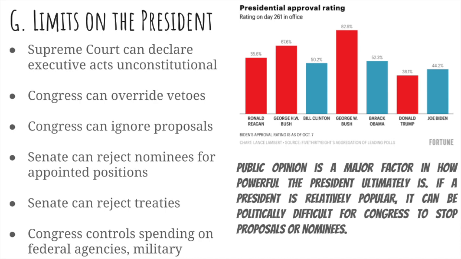The Senate can reject treaties, but that doesn't happen very often. Treaties don't happen very often, actually, so if one is being negotiated, it's probably likely that there's support behind it. And Congress controls spending on federal agencies and the military. The commander-in-chief can send troops anywhere in the world, but remember that Congress has the power of the purse and ultimately can pull funding for that, so it's kind of hard to wage a war if there's no money to support it.